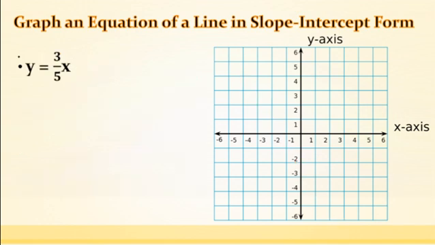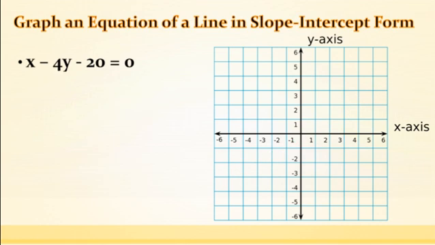Next one, graph 3/5 x. Y-intercept would be 0, 0. I have a positive slope, so up 3, 1, 2, 3, to the right 5, 1, 2, 3, 4, 5. Or I could go down 3, to the left 5. And now I can draw my line. And there's my graph.